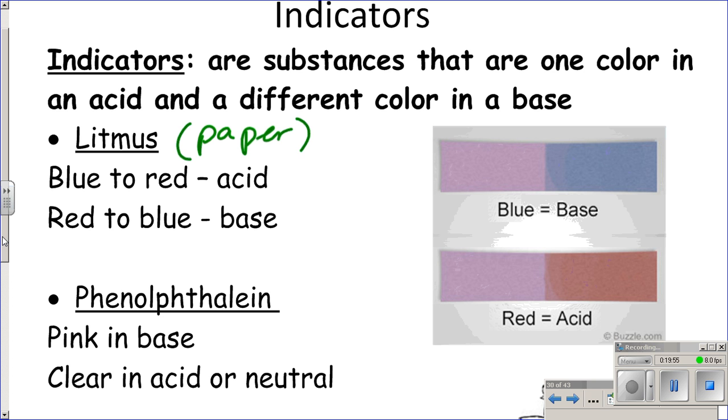My cheesy jingle. I'm not going to jingle it for you, but I'm going to try here. Blue to red acid, red to blue base. So this is my way of remembering: blue to red acid, red to blue base. You can kind of jingle that to yourself. This is how you remember which color litmus paper is in an acid and a base. You got that?